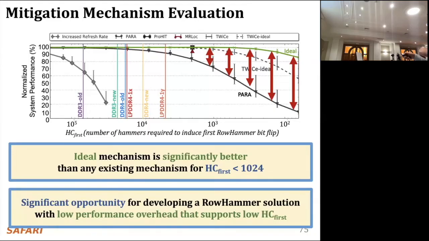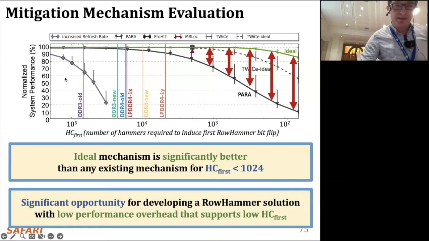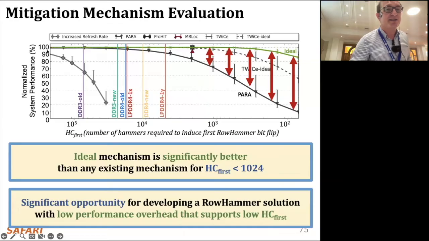These are real measurements, these bars over here. And at some point, if the number is 1, every activation causes a bit flip, right? That's not good. We don't want to be in that regime. And these are the different solutions. As you can see, let me see over here. This is the increased refresh rate. And this y-axis is the normalized system performance overhead. 100 is no performance overhead. 0 is you don't make progress because you keep fixing RowHammer. And increased refresh rate gets you closer to 0 very quickly.